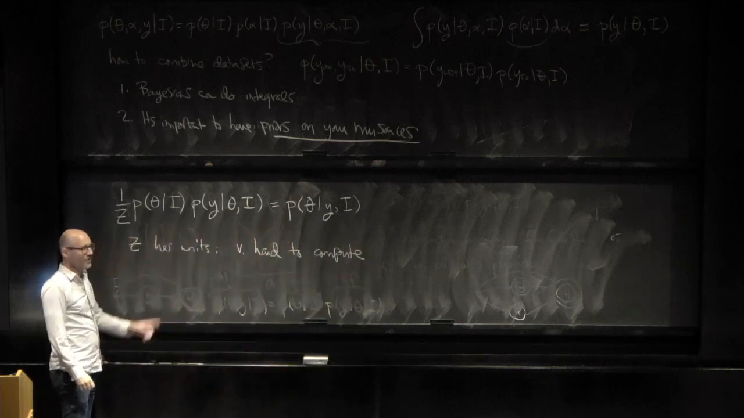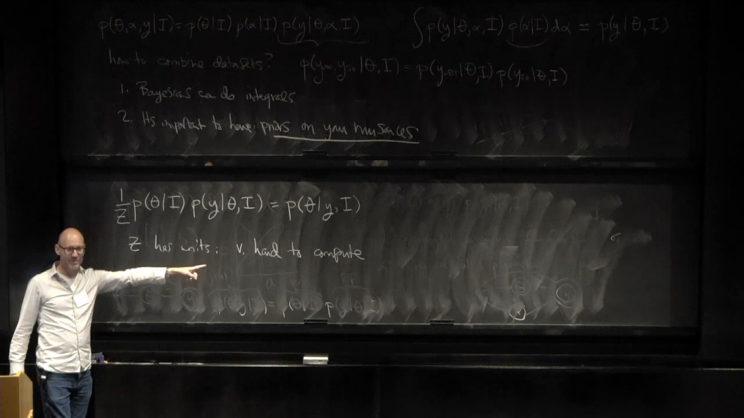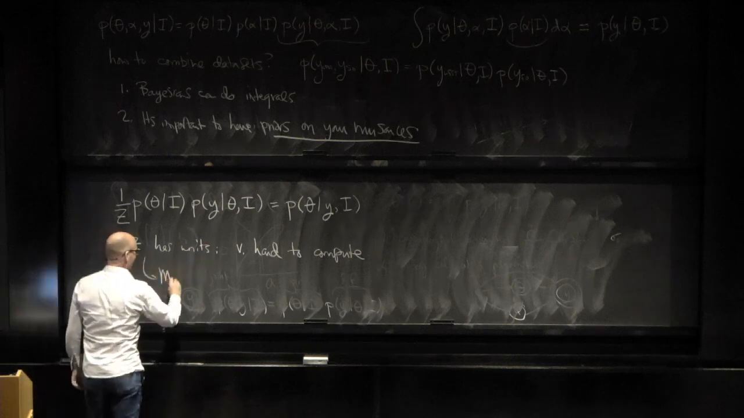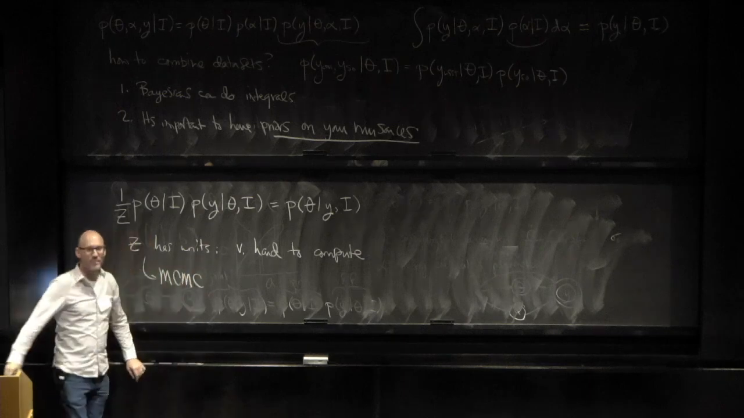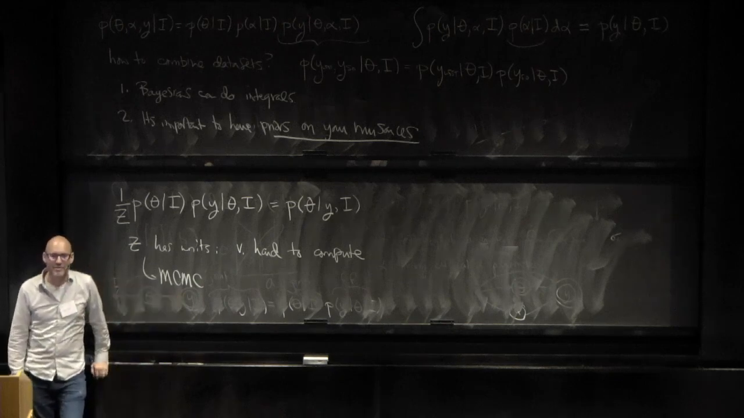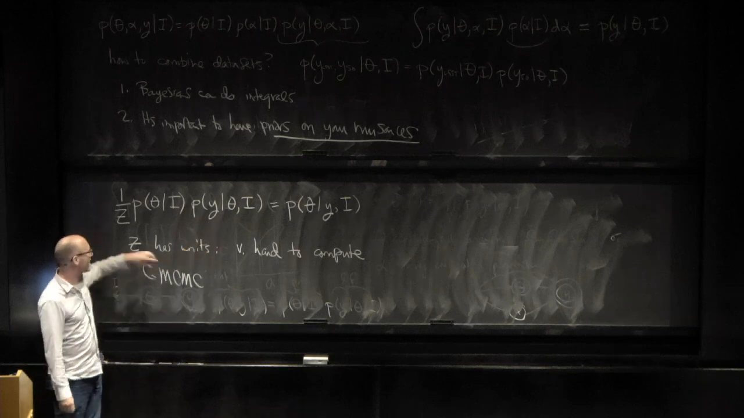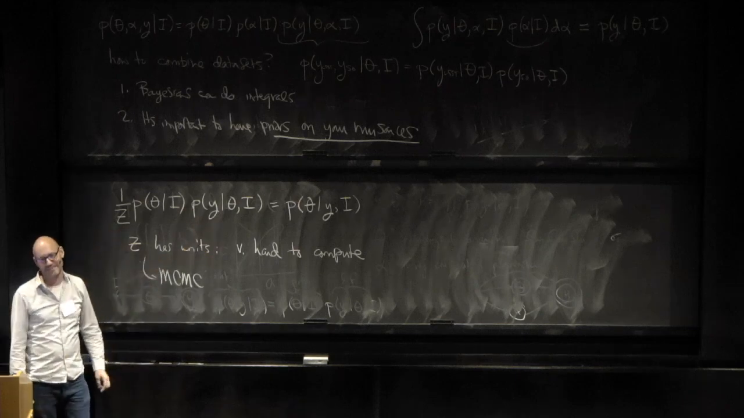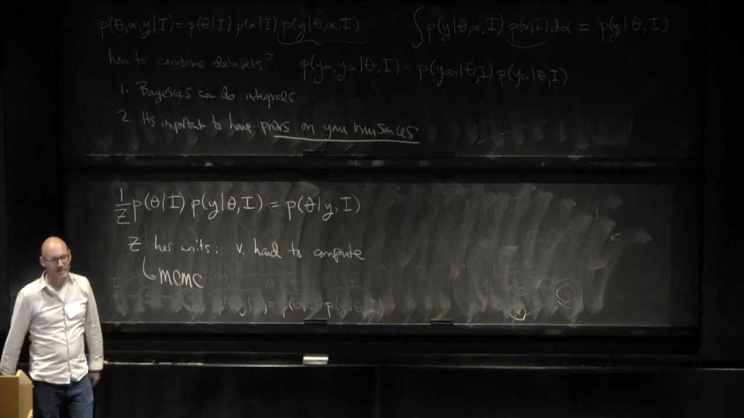And that problem, that Z is hard to compute, that's what leads to MCMC, Markov chain Monte Carlo. The reason we do Markov chain Monte Carlo is it's a way to do integrals in these problems without ever having to know Z. So that is what you're about to learn in the next session.